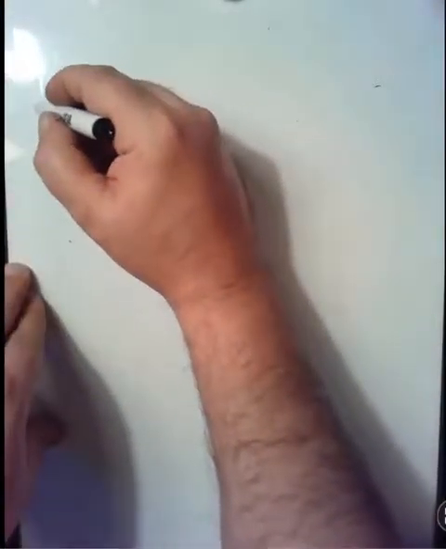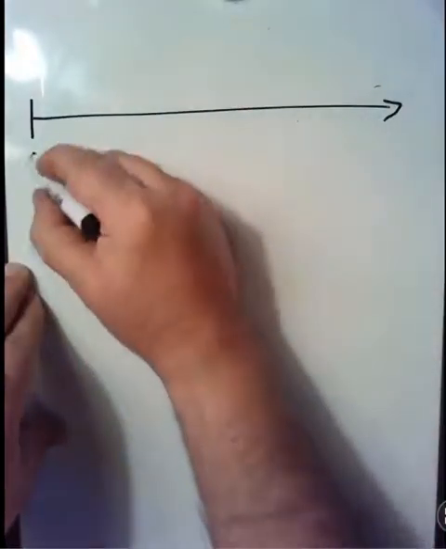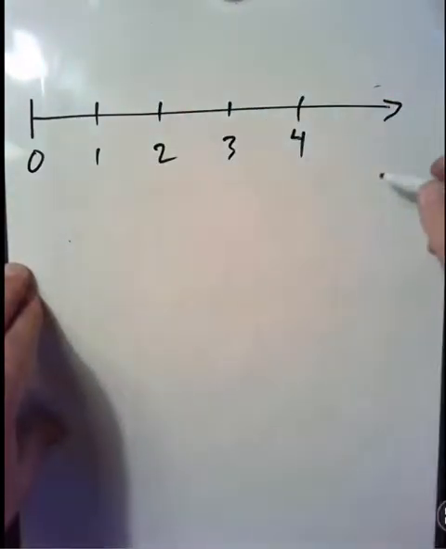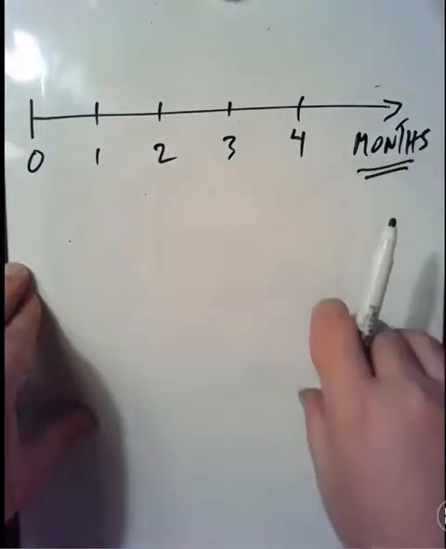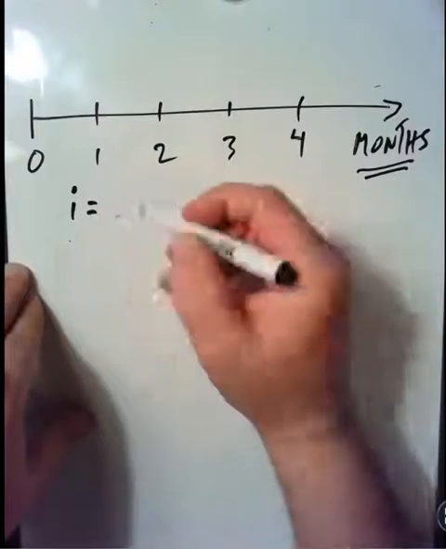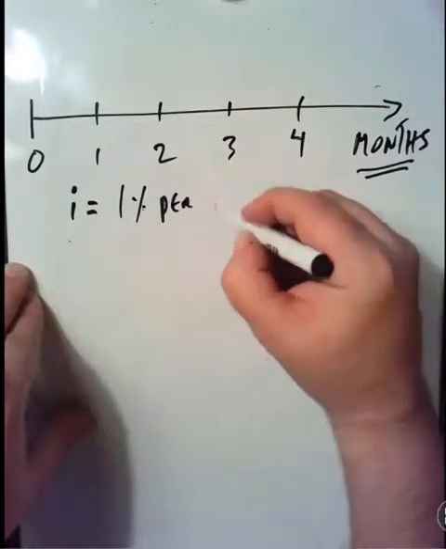Hello, now let's talk about multiple cash flows. So again, referencing the timeline, let's say months, just to change the time unit. If I'm putting the time unit in months, then my interest rate also has to be in months. Okay. So let's say my interest rate is 1% per month.